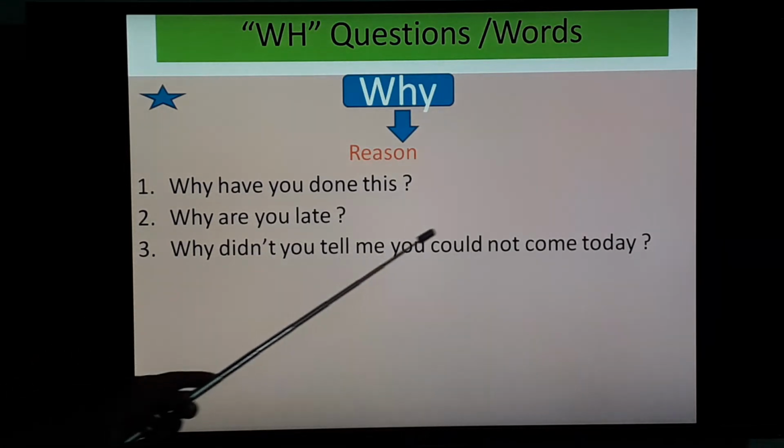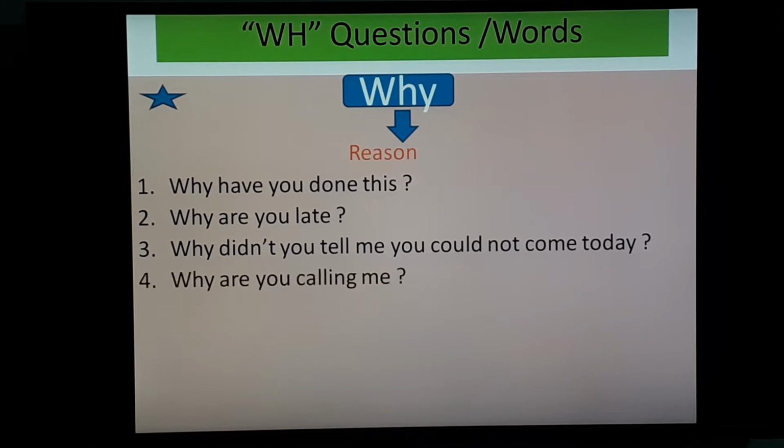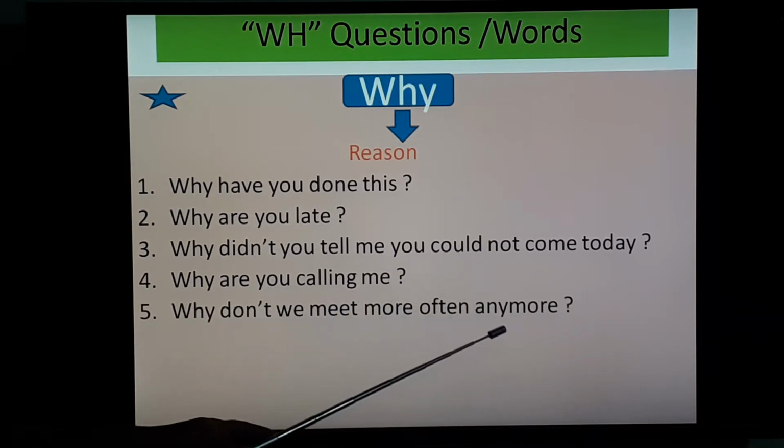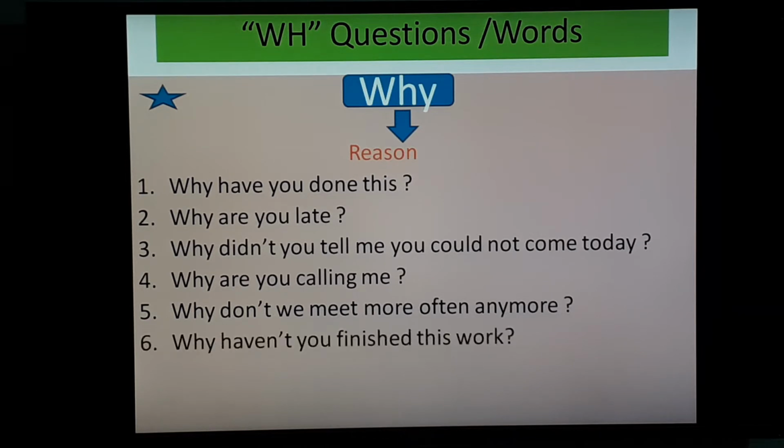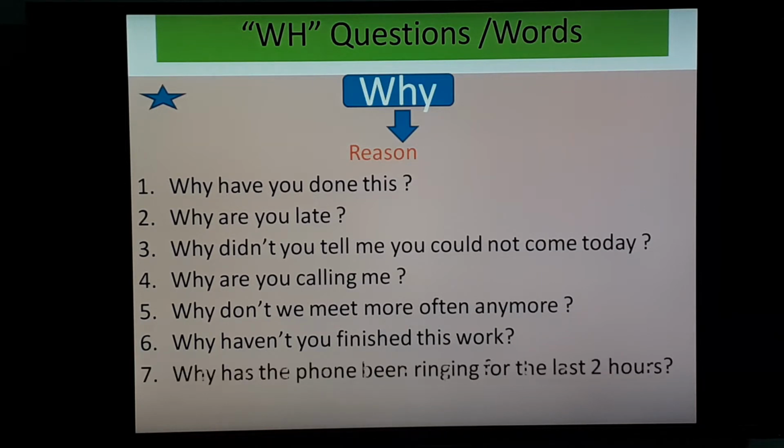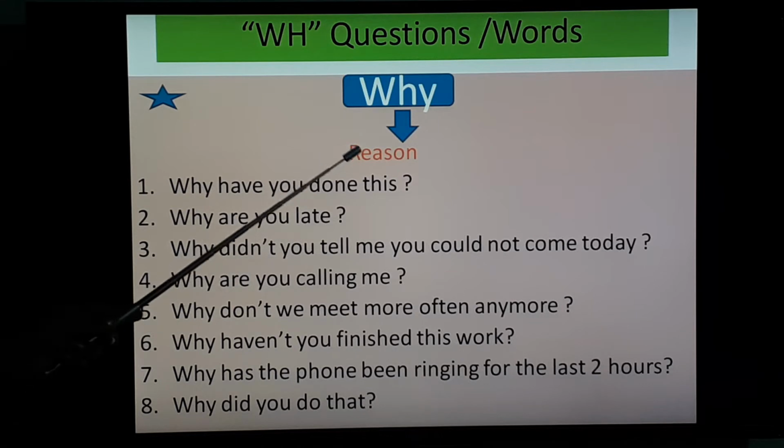Why didn't you tell me you could not come today? Why are you calling me? Why don't we meet more often anymore? Why haven't you finished this work? Why has the phone been ringing for the last 2 hours? Why did you do that? So, in reply to all these, you will get a number of reasons. That is why here, why is given in the interrogative sentence.